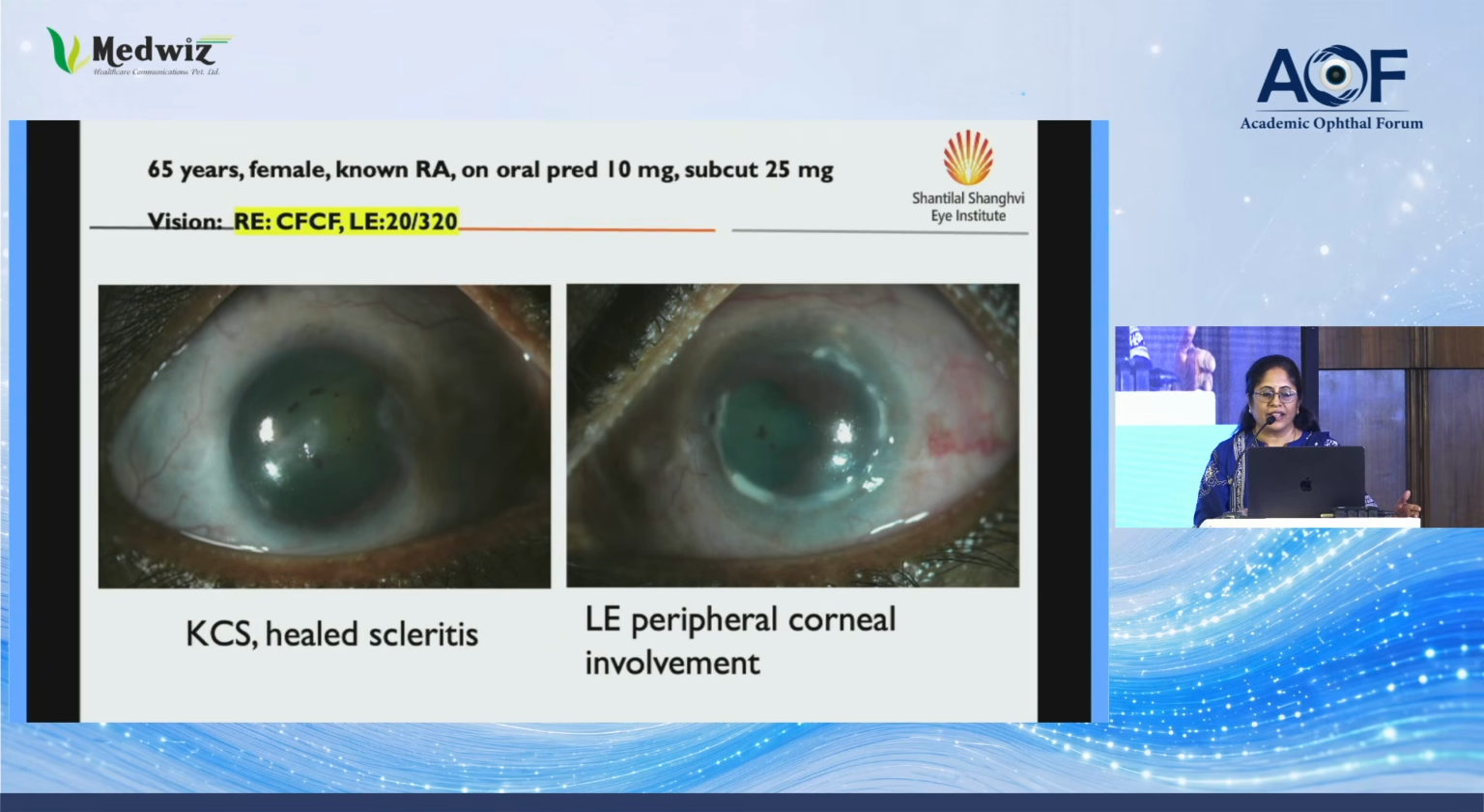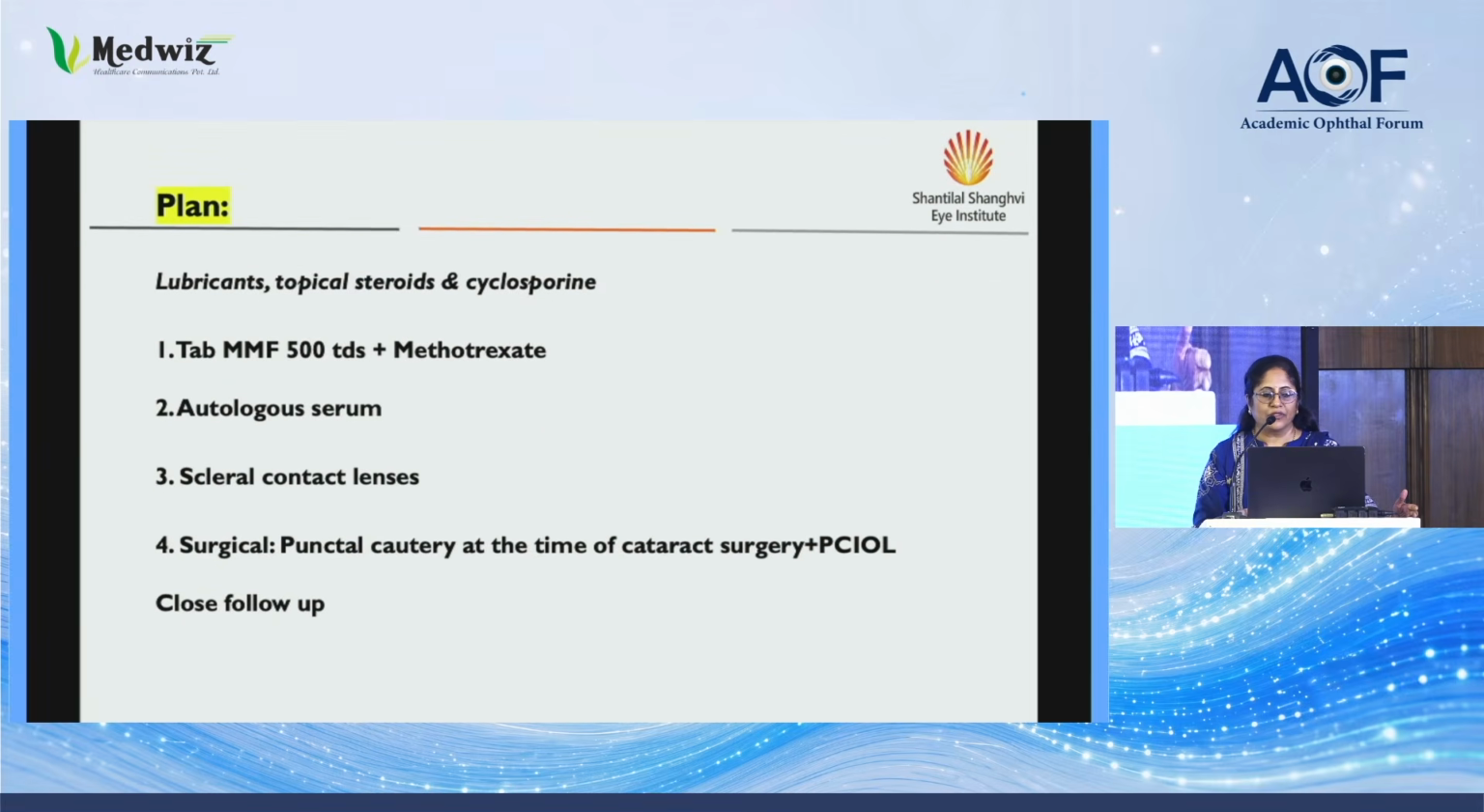She just has counting finger right eye and left eye is also very poor because of both the corneal scarring as well as advanced cataract. She's of course on lubricants, topical steroid, cyclosporin. She's also on these agents, mycophenolate mofetil and methotrexate for her systemic part. Most of these patients with Sjogren's syndrome, dry eye, we start them on autologous serum, and we also rehabilitate them with scleral contact lens for vision.